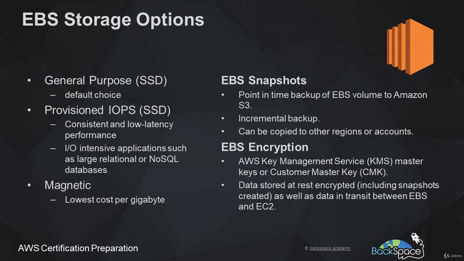including all of these snapshots. So if you encrypt an EBS volume, any snapshots that were created from that will also be encrypted. And you will also be encrypting the data both at rest and in transit between EBS and EC2. You can use the AWS Key Management Service master keys or customer supplied or customer master keys can be used with that.